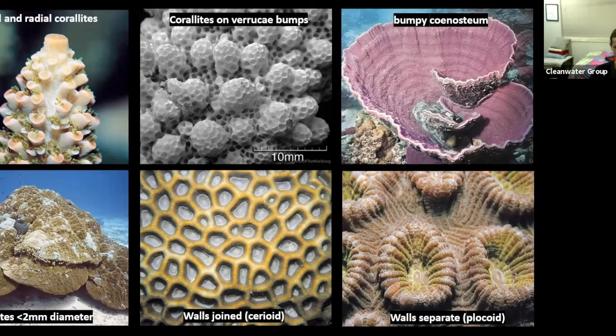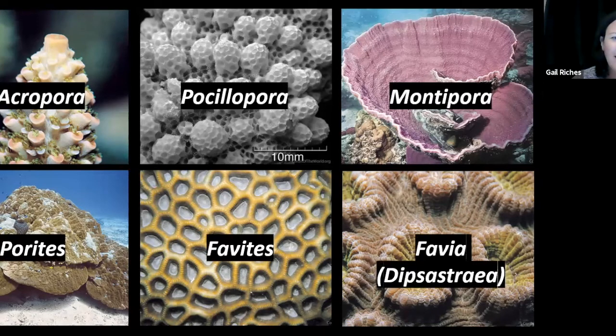All righty, so hopefully you've had time to see if you're right or wrong, and there are the answers. So Acropora, you've got the axial and radial corallites. That's the most common branching coral. Another branching coral is your Pocillopora, where you have the verrucae bumps and the little tiny corallites all over those bumps.